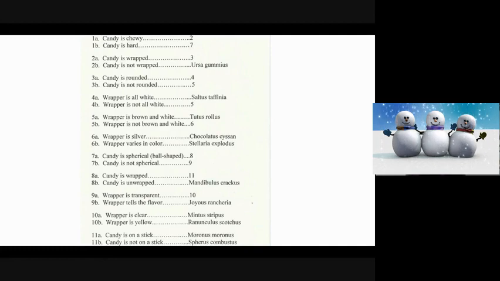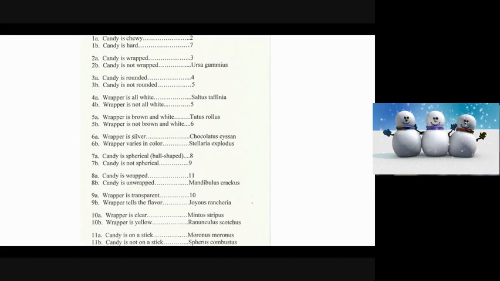It's hard. And then go to 7. It is spherical, so I go to 8. It's wrapped, so I'd go to 11. It's on a stick, so it would be Moronis. Oh, dum-dum. Okay. Somebody made up these. They're fun. Okay, next person.